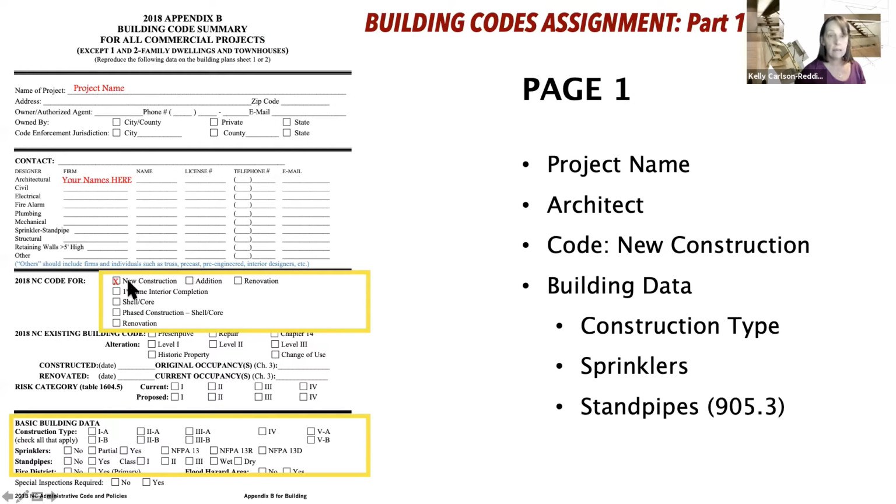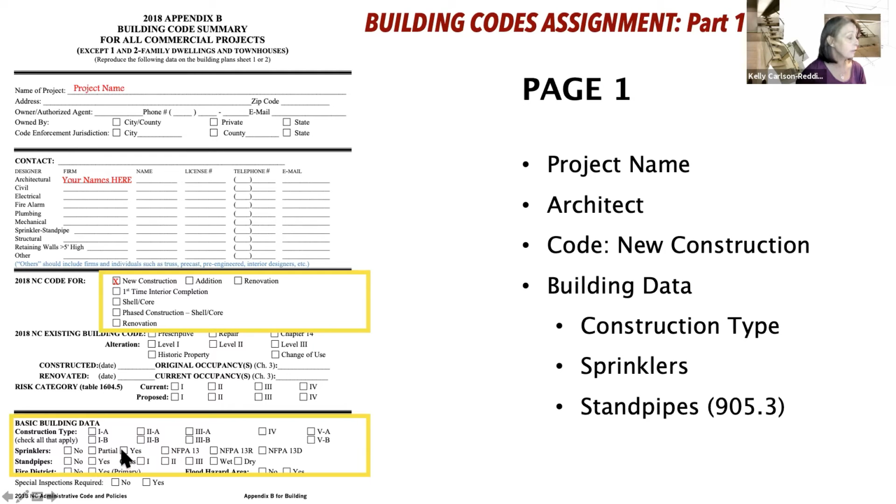We are using the code for new construction, right? This is not core and shell, but let's use new construction because we've got all the mixed use down below. We're not in the North Carolina existing building code, so you can ignore that part. And the basic building data: what is your construction type? Do you need to be sprinklered? Do you need standpipes? And for the high rise, it's going to be yes.